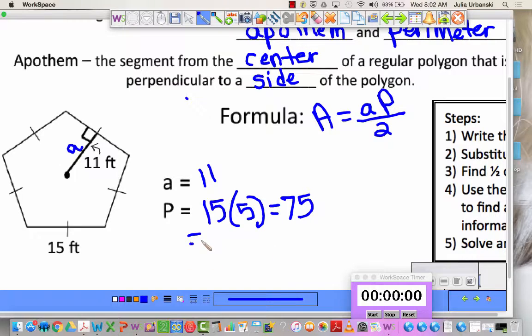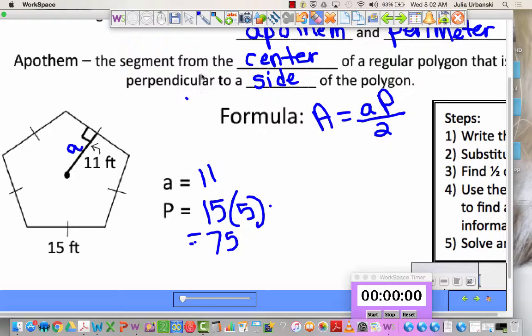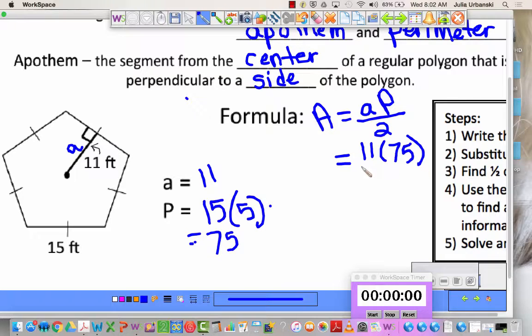Okay. So some of you are going to find this one easier. Either way is fine. Some people like to see the visual of the other ones. Some people like this one because you take care of the whole formula just at the beginning. And now you plug in. Apothem is 11. Perimeter is, you guys know perimeter means all the way around the edges, right? Yeah. 11 times 75, and then you divide by 2. So what do we get for that one?